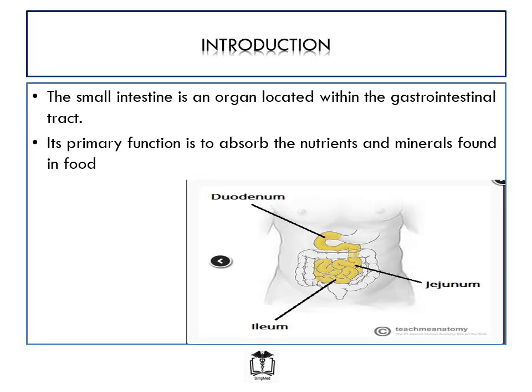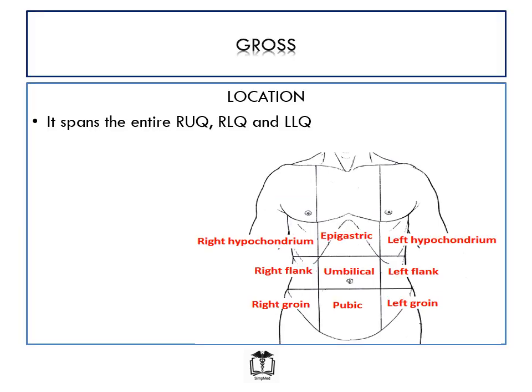The small intestine forms a large aspect of the gastrointestinal tract. It is the primary site of absorption of nutrients and minerals gotten from food that has undergone digestion. Let's talk about the gross anatomy of the small intestine. It spans the entire abdomen and runs from the right upper quadrant to the right lower quadrant, then ending at the left lower quadrant.